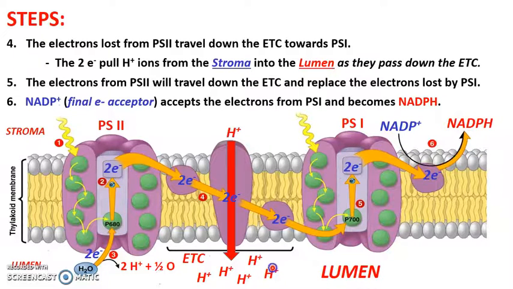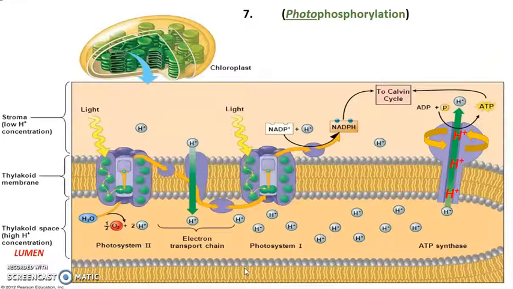Now for the last portion, we can focus on this high hydrogen ion concentration that we built, again, one of 2 ways: splitting water from photolysis and pulling in additional hydrogen ions from the stroma into the lumen as these electrons move down the ETC between photosystems. So that's our last focus now, is how we're going to use those to make ATP. We're going to do that in step 7 in a process called photophosphorylation. Let me interpret. Photo means light. Phosphorylate means to add a phosphate group.